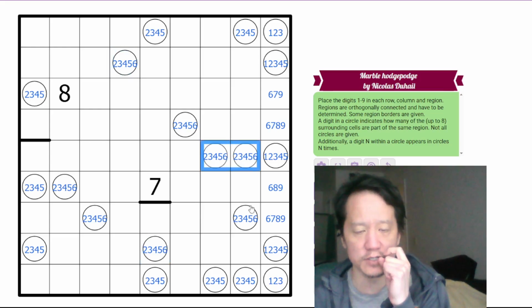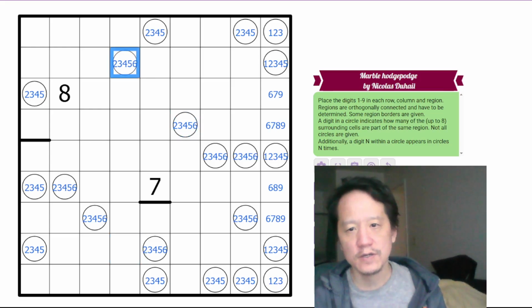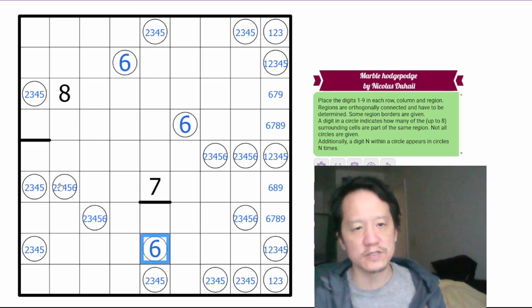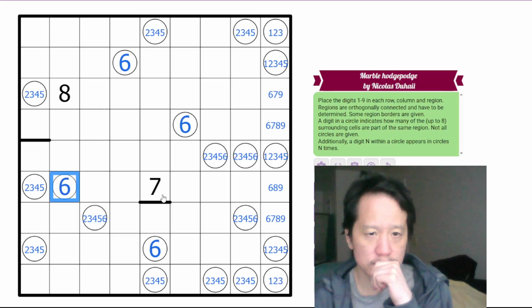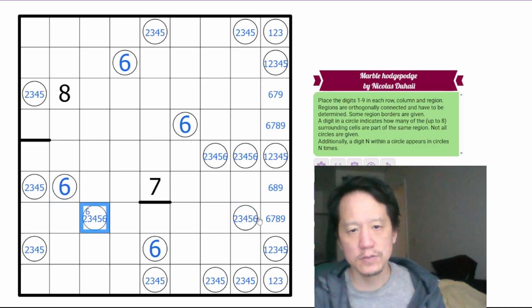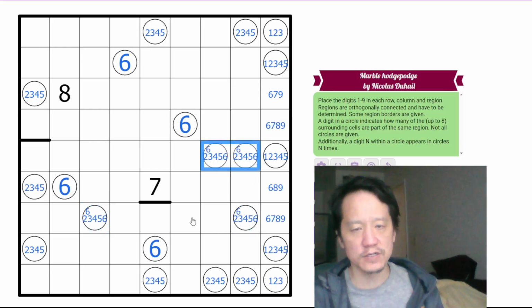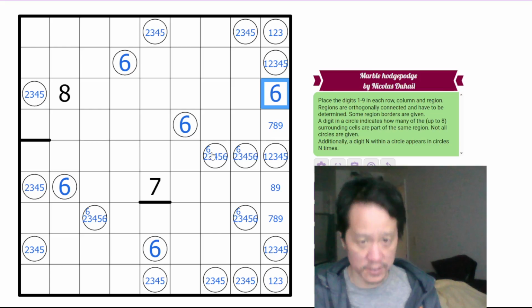One of these two is a 6. One of these two is a 6. These 4 have to be 6s. So this is 6, this is 6, this is 6, and this is 6. One of these two is a 6 here, and one of these two is a 6, right? So this can never be 6. This can't be 6, and this can't be 6. Where is the remaining 6 in column 9? It has to be here. So this is a 6.